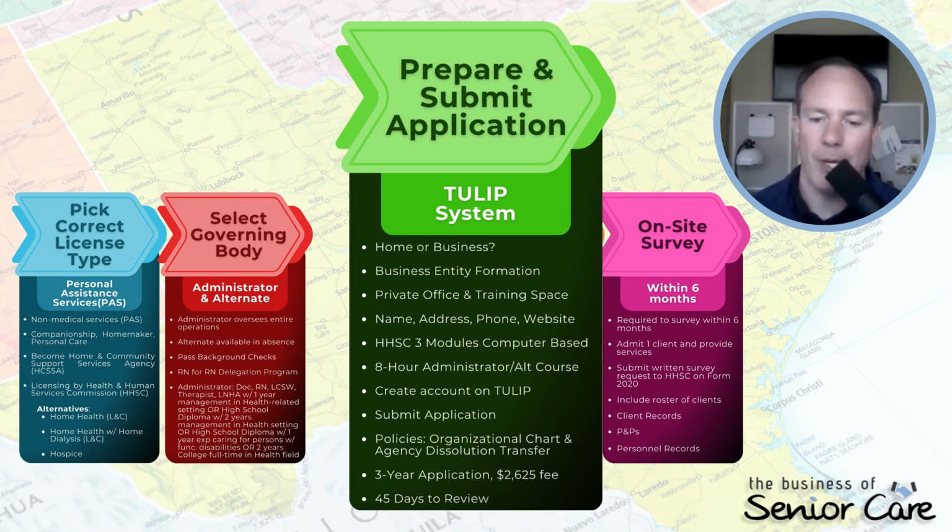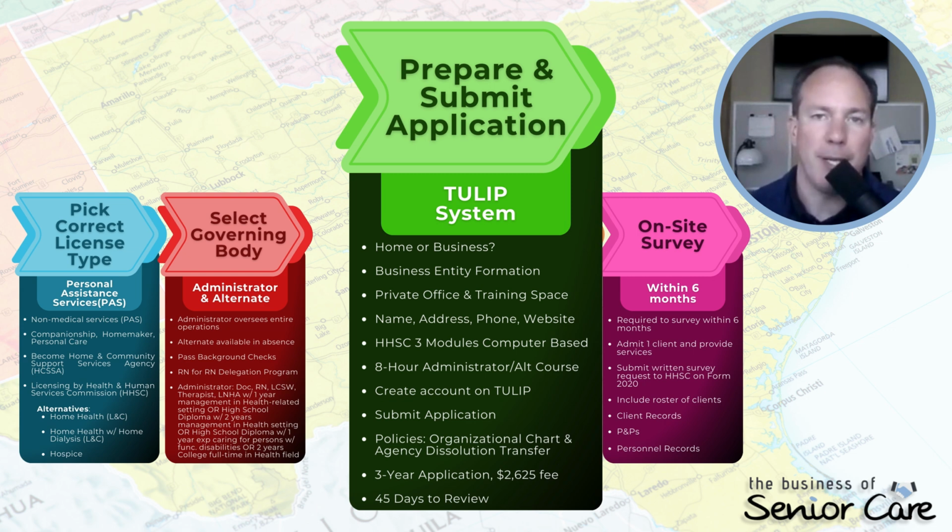Okay, moving over to number 3 is your application. So Texas has its own specific online portal in which to submit your application. It's called Tulip. You have to go on and set up your account on Tulip in order to submit an application. You need to make some decisions, like, are you going to start your home care agency out of your home or in a commercial business space? You can start it out of your home. Inside of your home, you just need your own private office. And then you do need a separate space for your caregivers to do training and hiring and things like that, separate from your private office. So it is possible to do it out of your home.